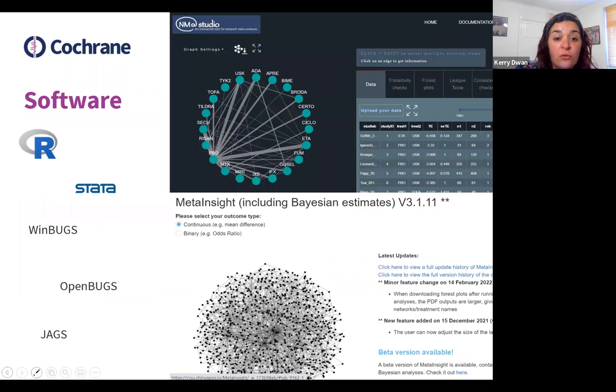There are different software packages available to undertake network meta-analyses, and these are some of the ones that the Cochrane Comparing Multiple Interventions Methods Group recommend, Stata and WinBUGS, for example. And the two on the other side are relatively new. So we've got NMA Studio and MetaInsight, and these are websites where you can upload your data, and the website will undertake the network meta-analysis for you.